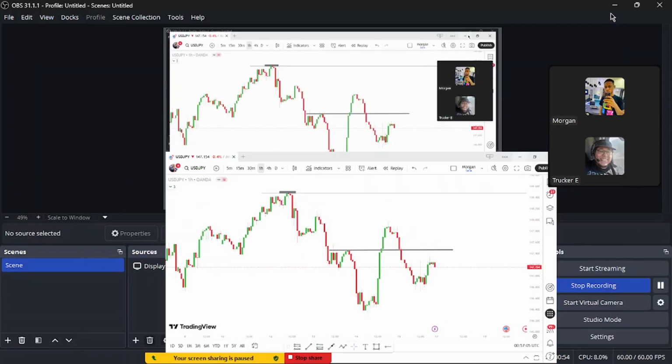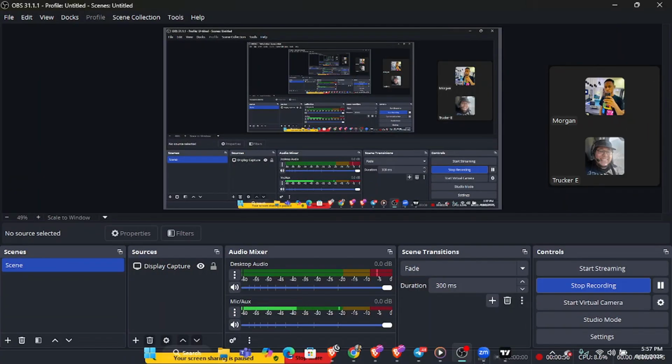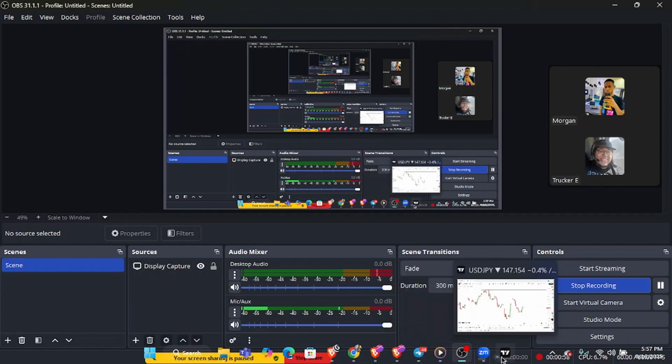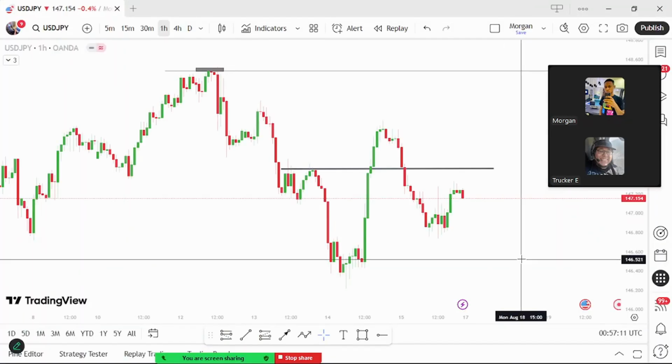Okay, so you think where you're having the most problems is marking your zones properly, but you already kind of understand the structure, maybe the higher highs and higher lows on an uptrend, and the lower low and lower high on a downtrend or something like that.